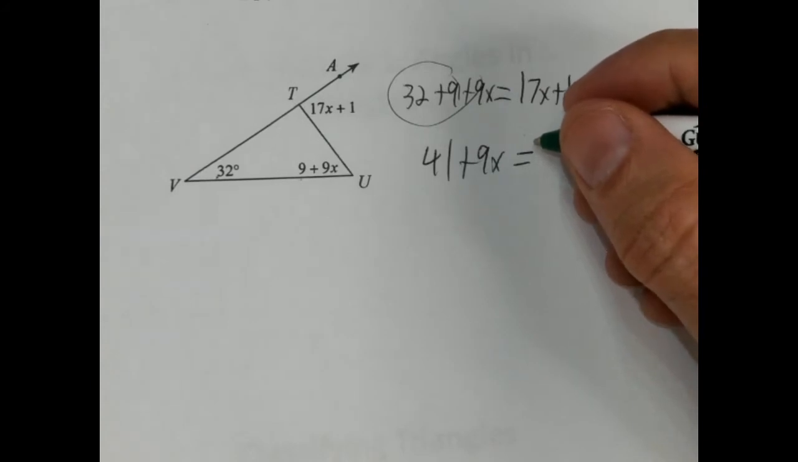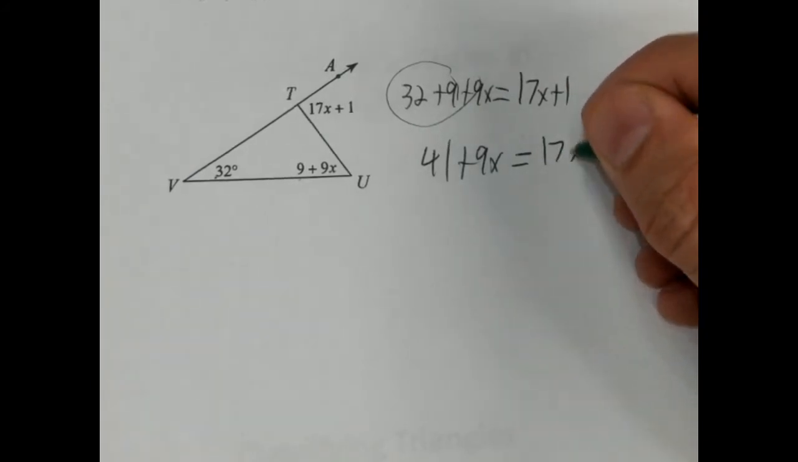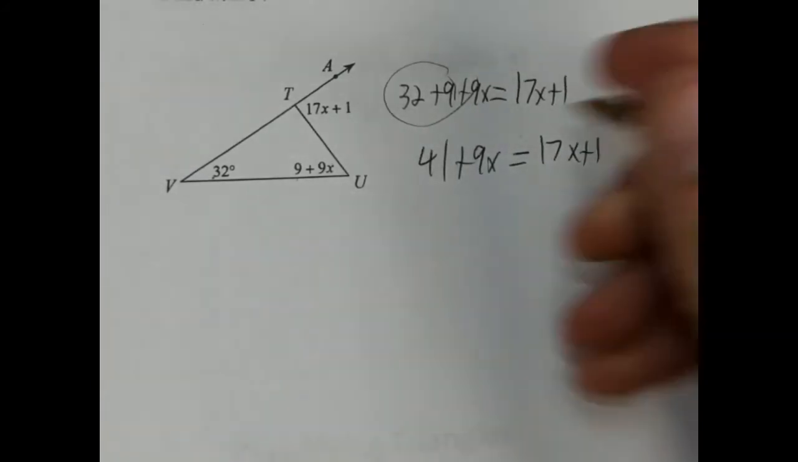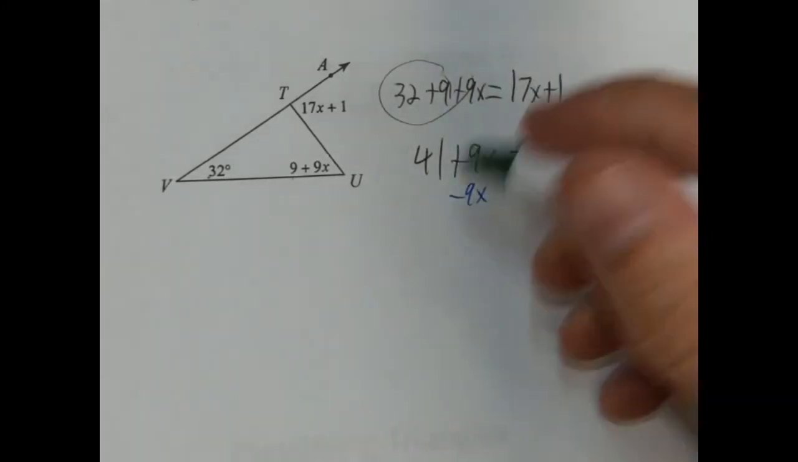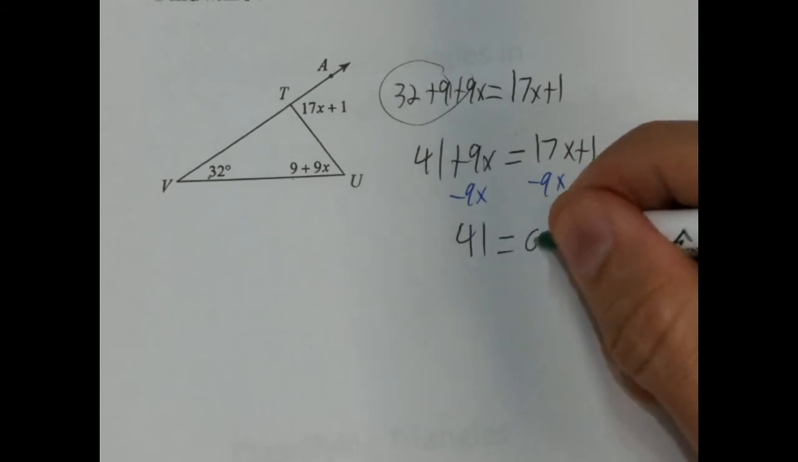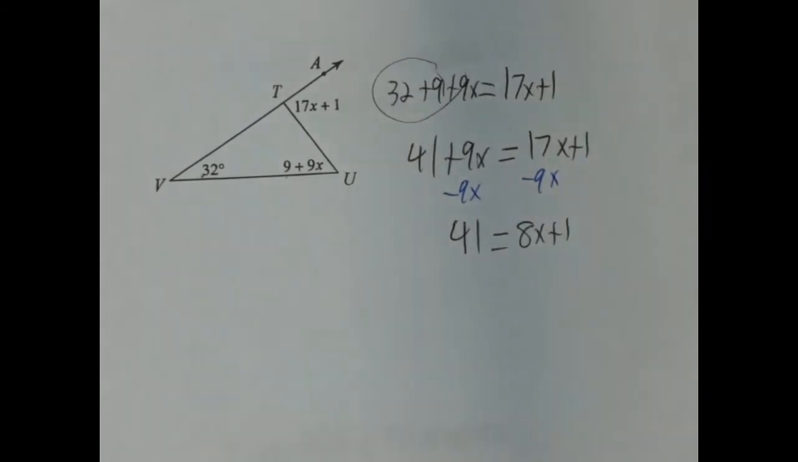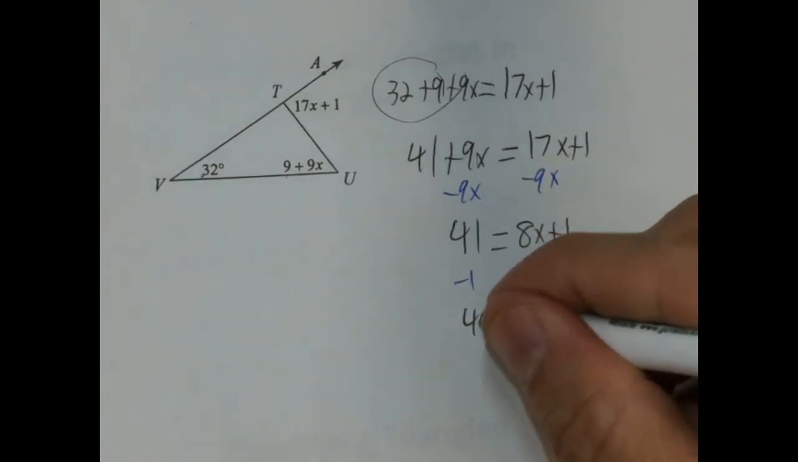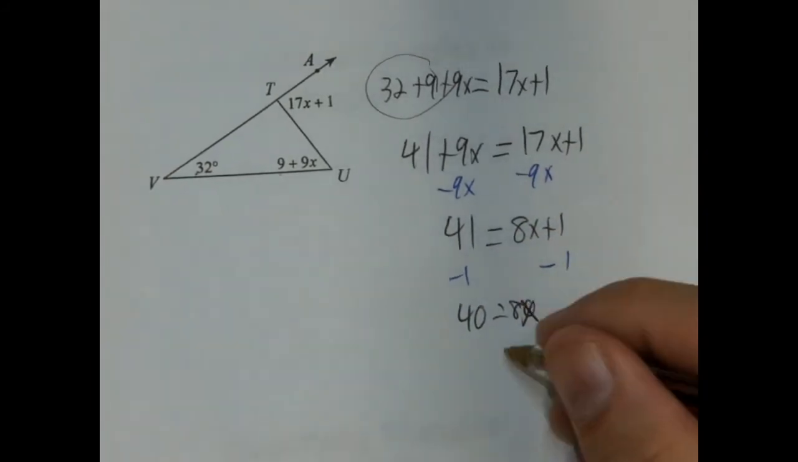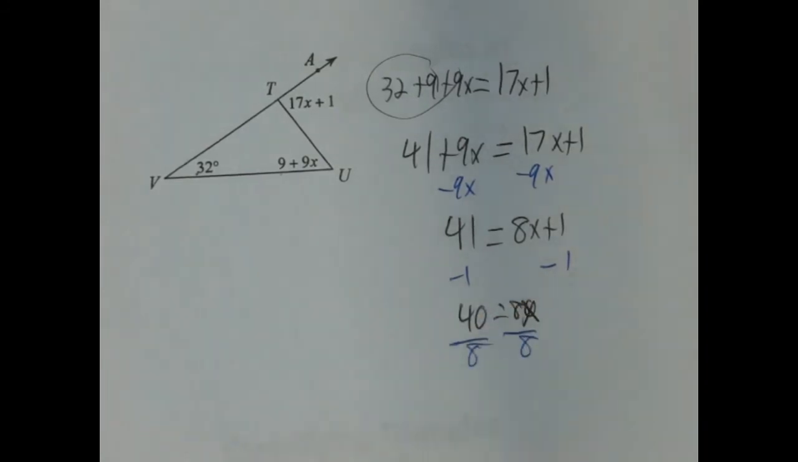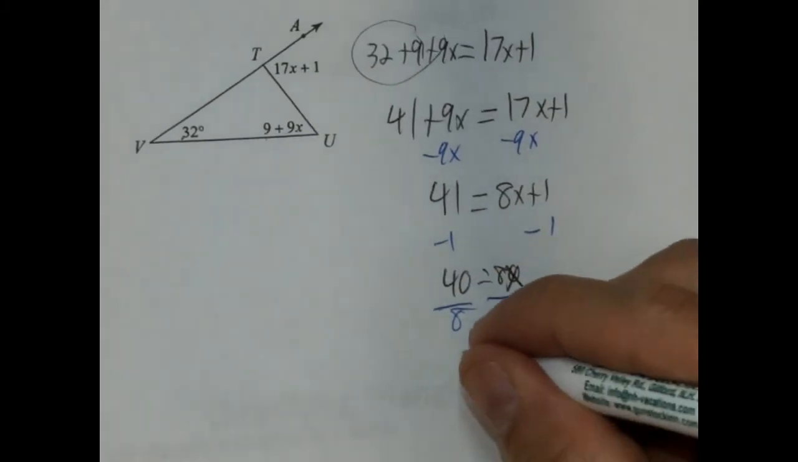equals 17x plus 1. And let's get rid of the 9x. So minus 9x, minus 9x. 41 equals 8x plus 1. Subtract 1 from both sides. 40 equals 8x. Why did I put 80? I don't know why I did that. Divide by the coefficient, which is 8.